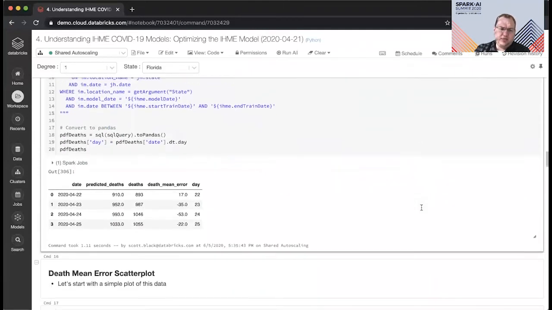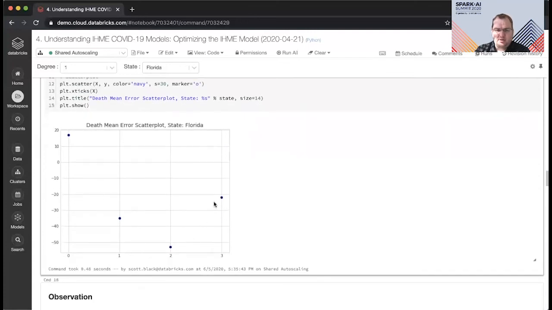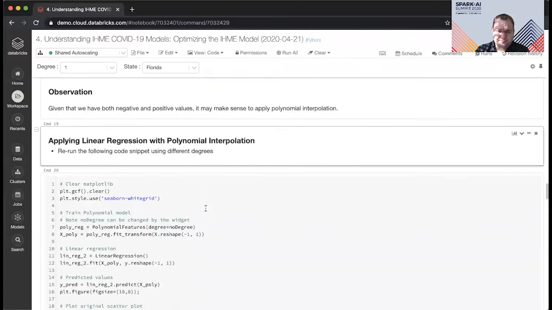So we take our data, wrap it in a pandas data frame, and we plot it. Here we have our plot of our training data set. Again, if it's zero, that means there was no error, which is the model predicted the exact number of deaths that occurred. We can see that in the beginning it over-predicted and then it under-predicted and continued to under-predict. So what we're going to do is try and draw, again, a straight line, either this way or that way, that gets as close to as many of those points as possible.